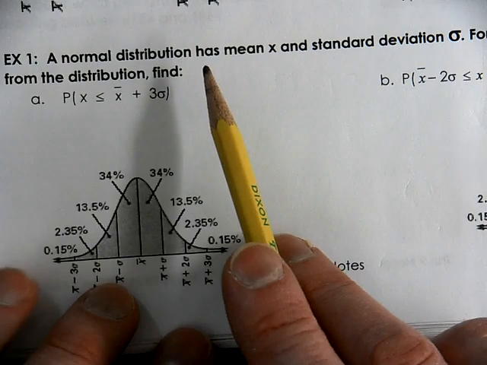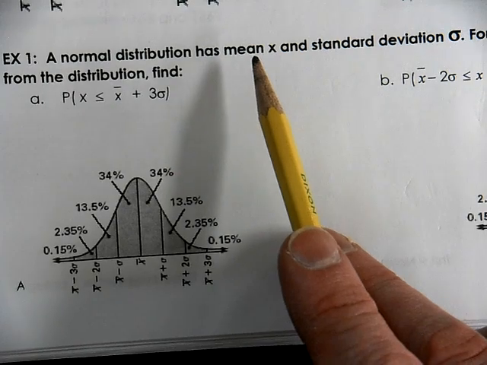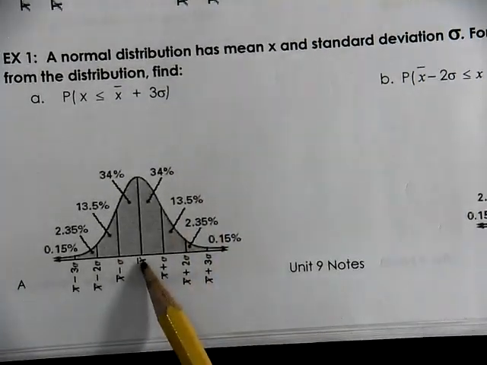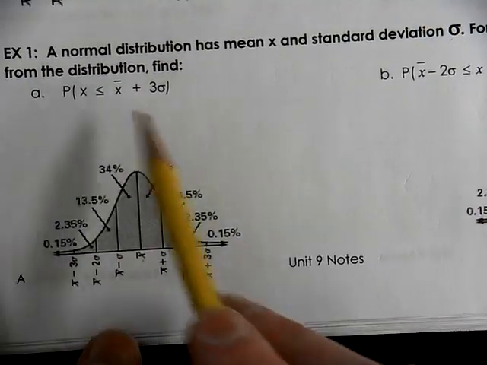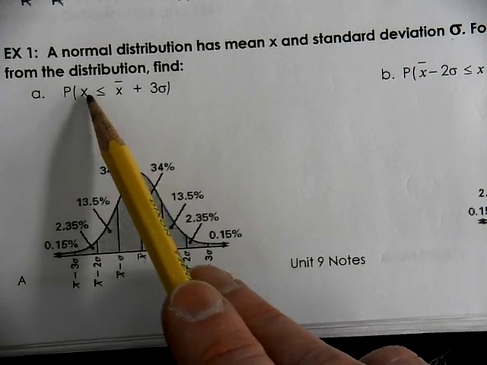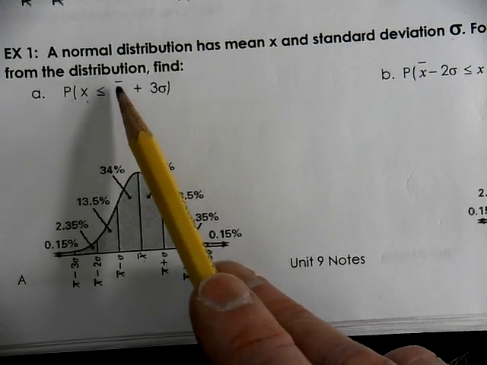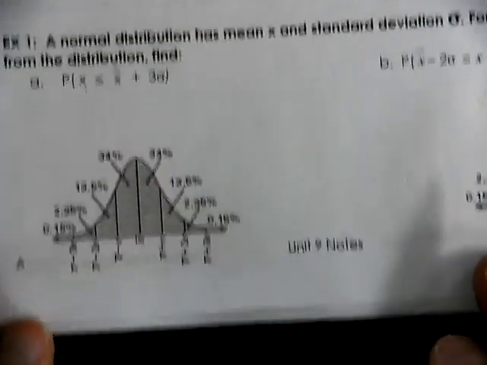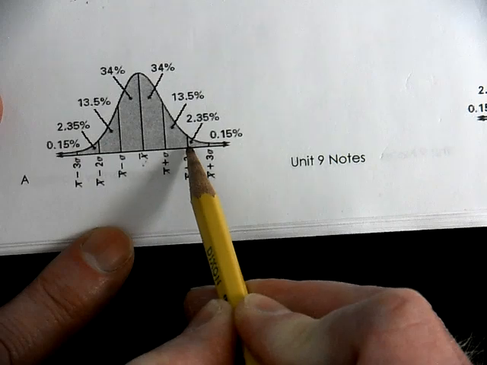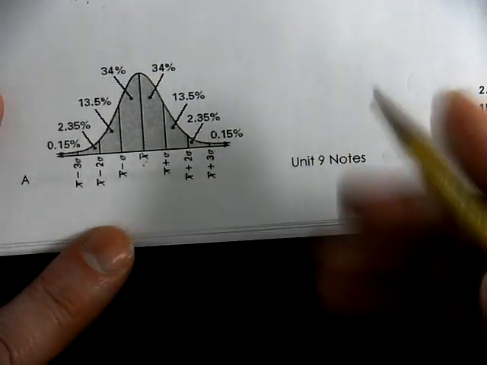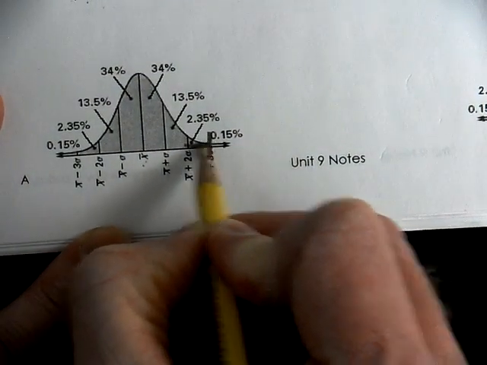A normal distribution, whatever the situation or storyline, has a mean x bar and a standard deviation of sigma. What's the probability that we're going to select an x value that is less than the average plus 3 standard deviations? So what does that mean? There's the average, plus 1 standard deviation, plus 2, plus 3 standard deviations. So we're looking right here and everything less than that.